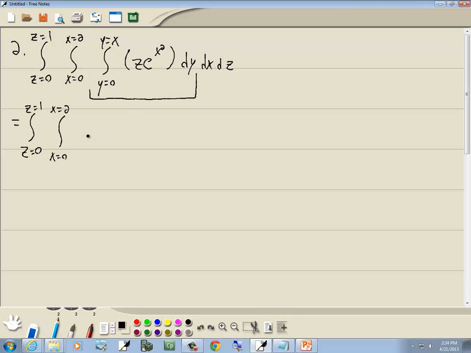There are no y's, so all we do is put a y on there. So we've got y z e to the x squared. Again, we treat those like constants; they just remain. And then it'd be like taking the integral of 5. It'd be 5y, so this is just that y. And this goes from y is equal to 0 to y is equal to x, dx, dz.